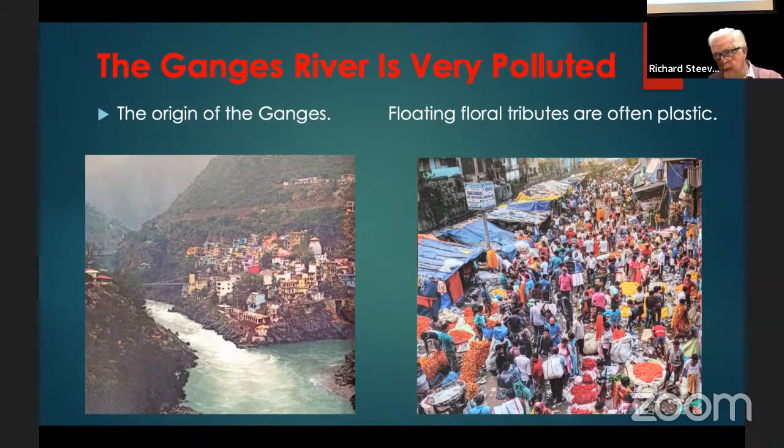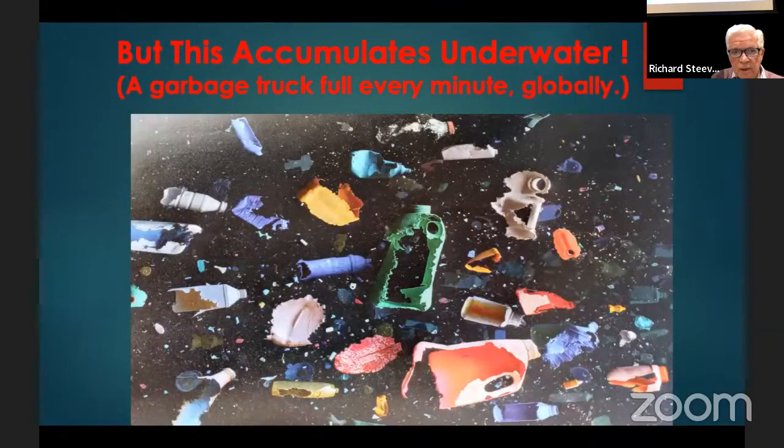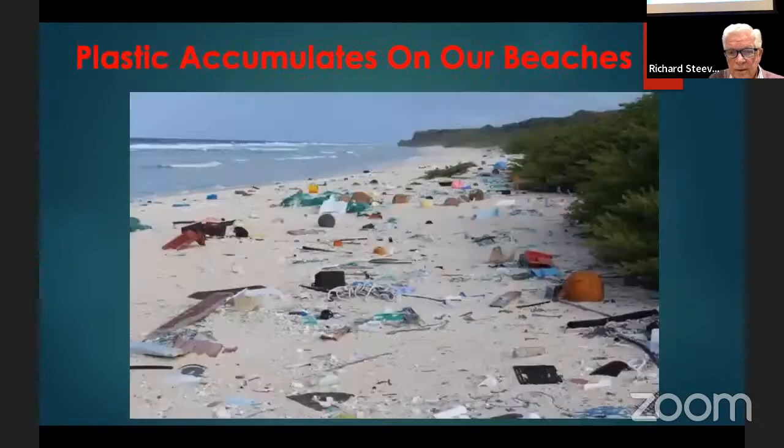In the old days, they used to be flowers. Bad enough that the wreaths were all wired together, so the wire was going downstream, but now they're making the flowers out of plastic. And they're fairly durable plastic, and you can see this market here on the right, and most of those flowers are plastic, and they throw those into the river along with everything else. And so this accumulates underwater, and when you think of it globally, a garbage truck full of plastic goes into the oceans every minute. Pretty horrible thought, and you can see it all breaking down into microplastics in this slide.